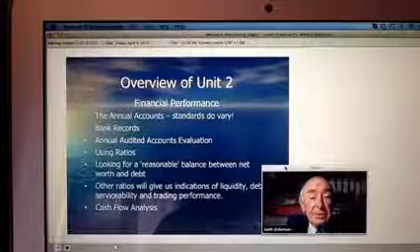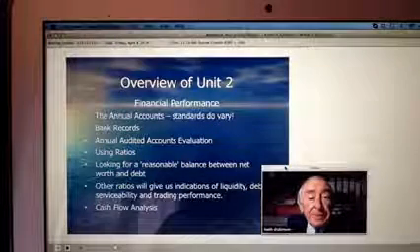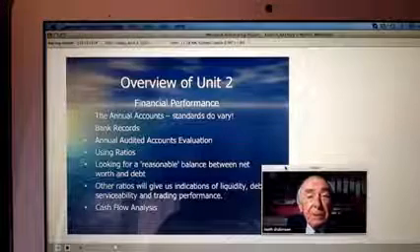The financial performance was often covered by the financial statements. Standards do vary, so be careful. But we do have plenty of bank records to look at.